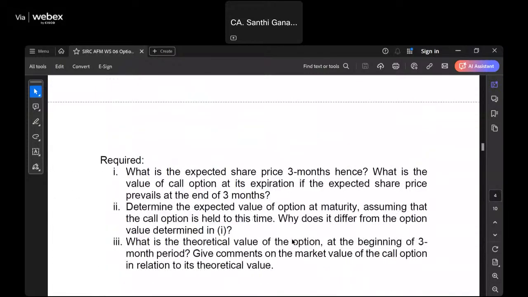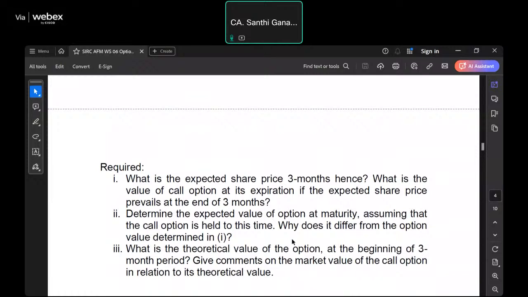Now let us look at the question. What is the expected share price 3 months hence? What is the value of call option at its expiration if the expected share price prevails at the end of 3 months? Determine the expected value of option at maturity, assuming that the call option is held to that time. Why does it differ from the option value determined in the previous question? What is the theoretical value of the option at the beginning of the 3 month period? Give comments on the market value in relation to theoretical value.